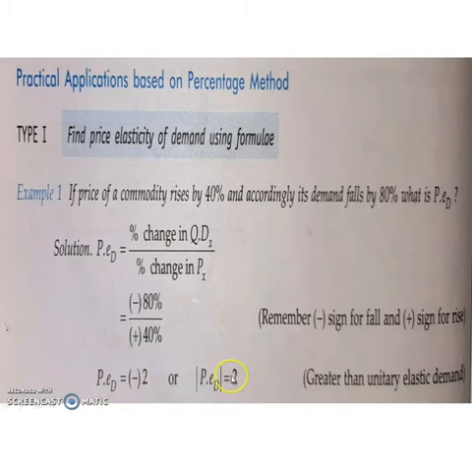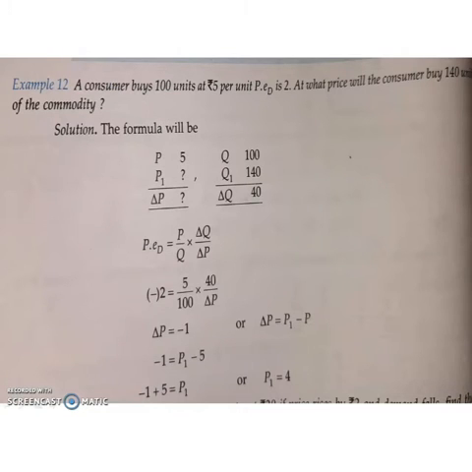Okay. So from this example, we can understand that the elasticity of this commodity is greater than unitary. Why? Because the value of elasticity is more than 1. That's why the commodity's demand is greater than unitary elastic. Then we move on to the next example. A consumer buys 100 units at rupees 5 per unit. Then price elasticity is 2. At what price will the consumer buy 140 units of the commodity?